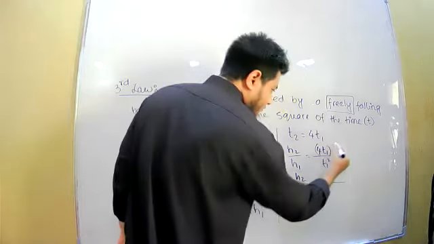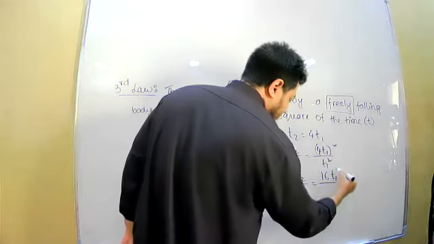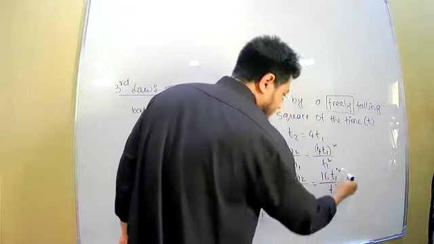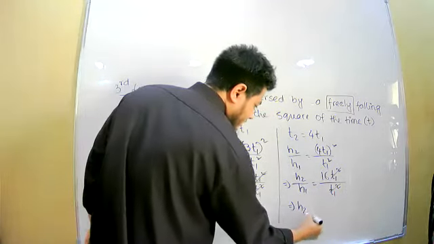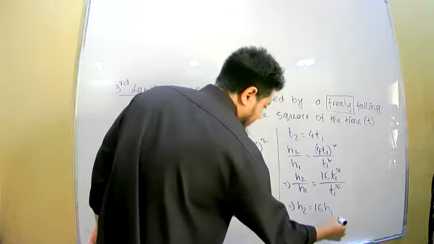So this 4 square will be 16 T1 square divided by T1 square. So T1 square, T1 square I will cancel, and if I cross multiply now, H2 will be equal to 16 H1.